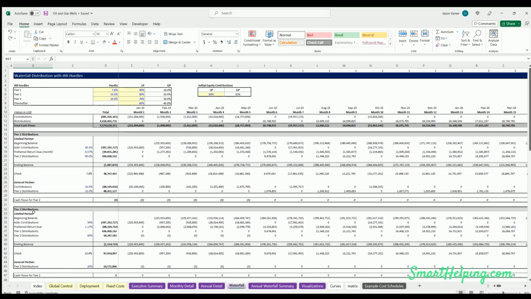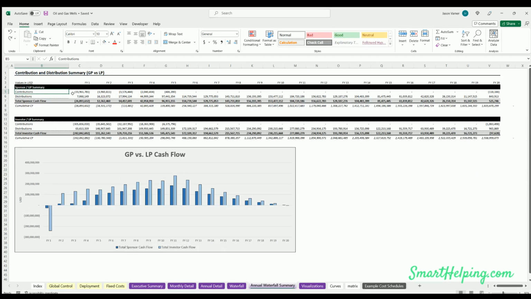Okay. Annual waterfall summary is just showing you the same data, but now you can see on an annual level, here's what the sponsor GP is contributing and receiving back. Here's what the LP is contributing and receiving back. Here's the total cash flows and cumulative cash flow for each, as well as a chart to show that. Now you can see there are some negative cash flows a little bit happening here at the end.